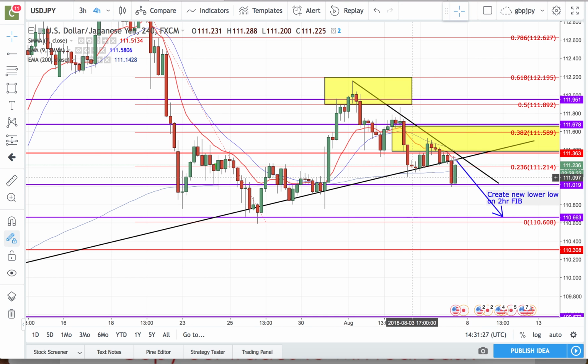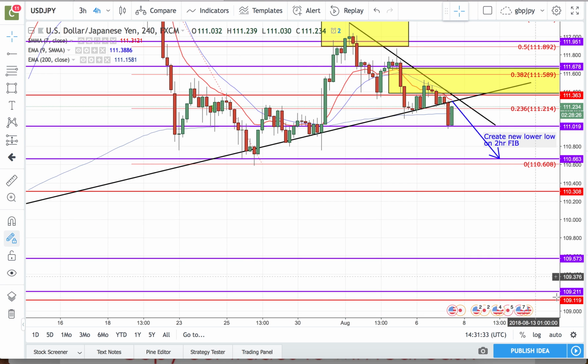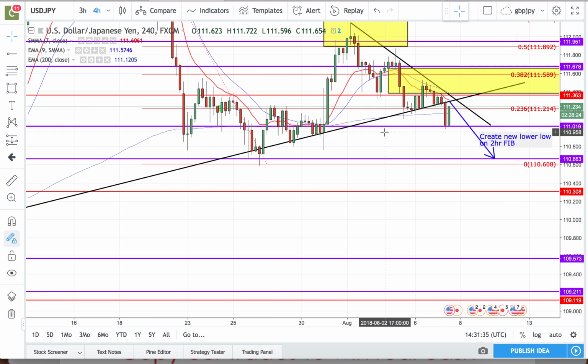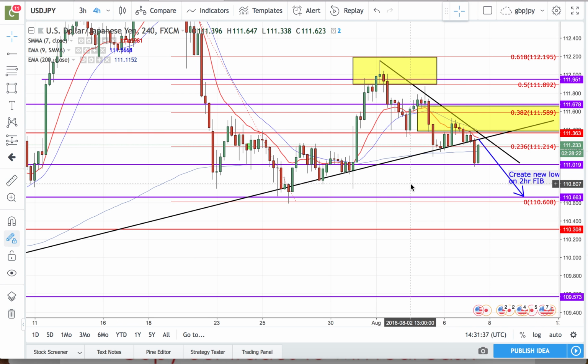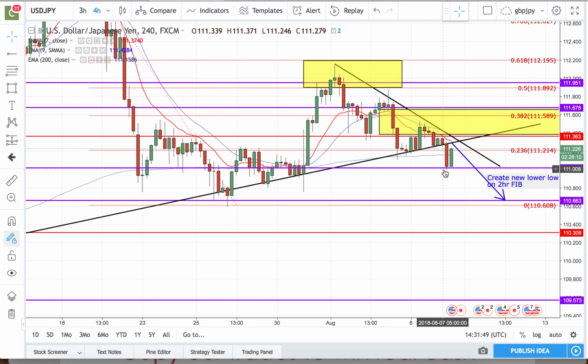If we then reject this area again, as we are currently doing, and push down, we'll be heading back towards 109. So there's no great direction jumping out for now. We've got contrasting directions on the smaller and the higher time frames, so we're just going to have some kind of entry on USD JPY already around this area.